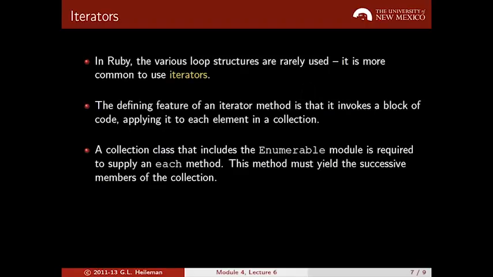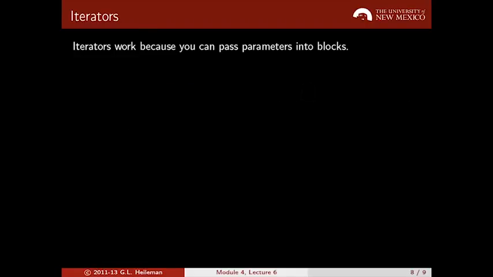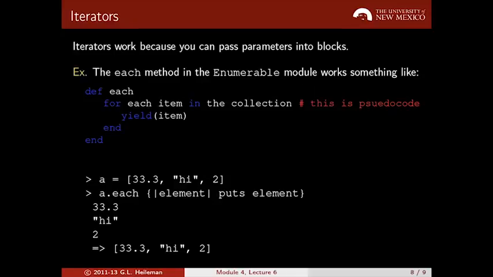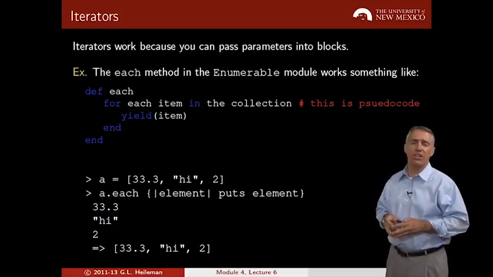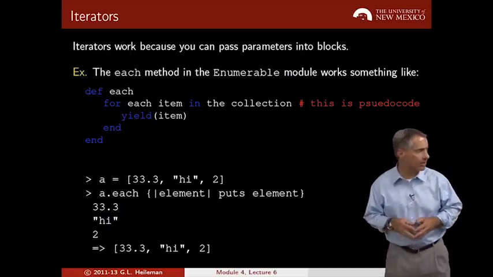So a collection that includes the enumerable module is in fact required to supply this each method. Otherwise, it can't use the enumerable methods. And that method is required to yield the successive members of the collection. Here's an example. Iterators work, by the way, because you can pass parameters into blocks, and this is the example. So this is roughly how the each method works in the enumerable module. It works something very much like this.